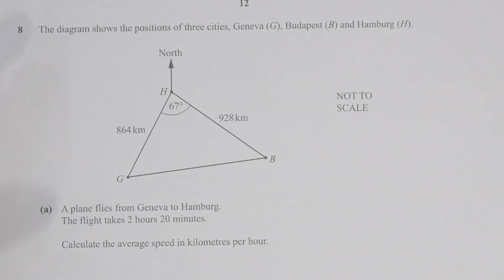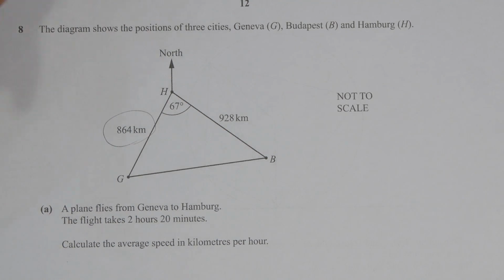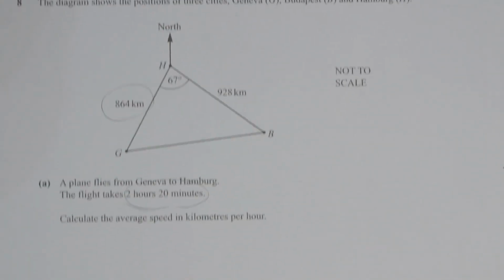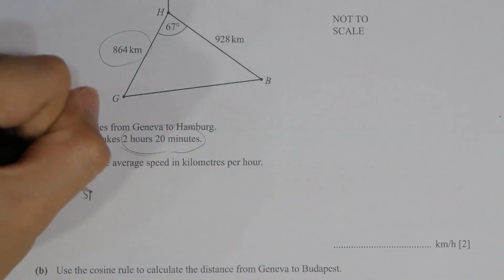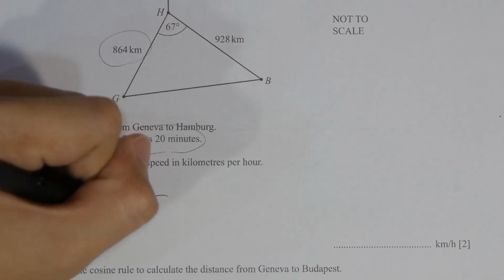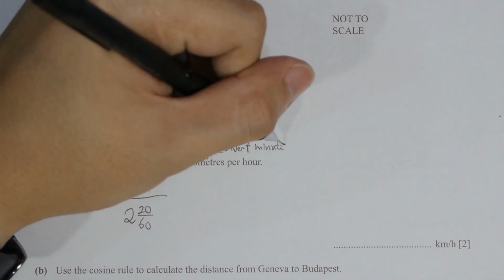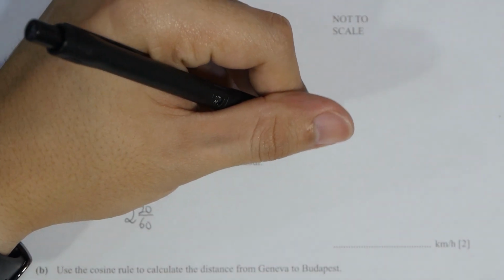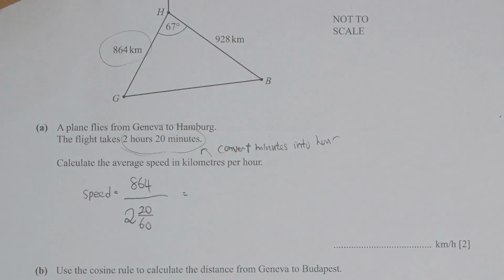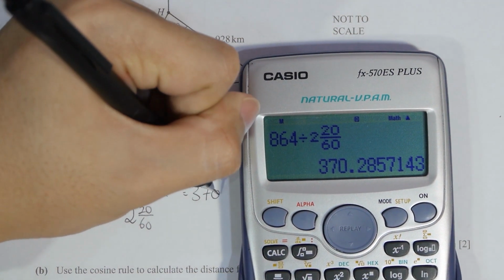For question 8, the flight flies from Geneva to Hamburg. The flight took 2 hours and 20 minutes. So the distance is 864. The key thing here is to convert the hours and minutes into hour format only. So I took 864 divided by 220 over 60. So your speed will actually be 370.29.